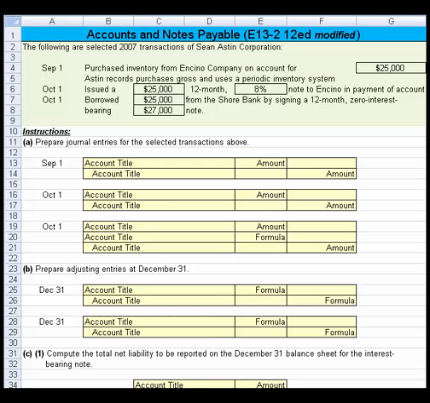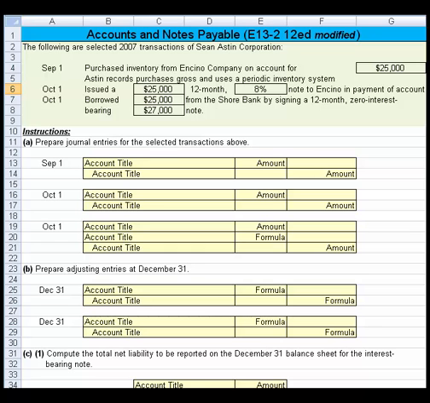Okay, let's take a look at this problem where we're dealing with accounts and notes payable for the Sean Aston Corporation. We've got some transactions that you can hear or read near the top and see as well. On September 1st, we purchased inventory from Encino Company on account for $25,000. Okay, I'll move the mouse off now so it won't get in the way. And the company records purchases gross and uses a periodic inventory system.